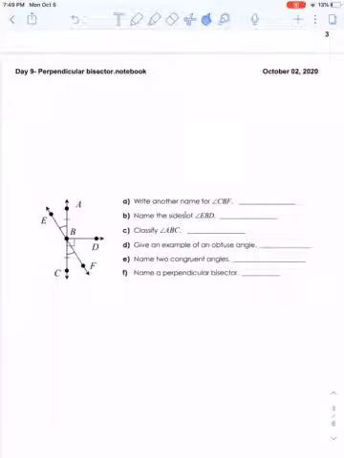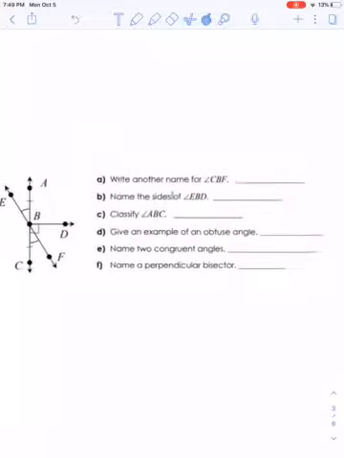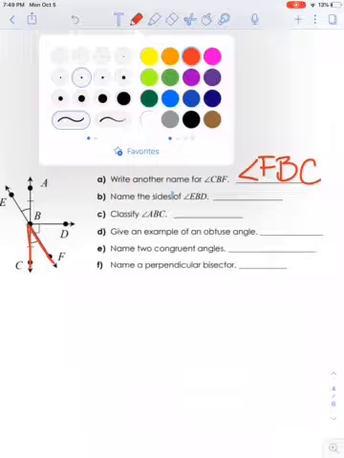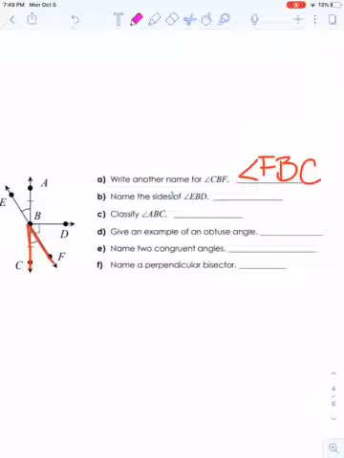So let's try this example. So we're going to write another name. So here's my diagram. We're going to write another name for CBF. And this is kind of like a review for your exam on Friday, okay? So here's CBF. Another name for that would be FBC. Okay, we got to keep the vertex in the middle. So now we have, name the sides of EBD. So EBD, my sides would be EB and BD.